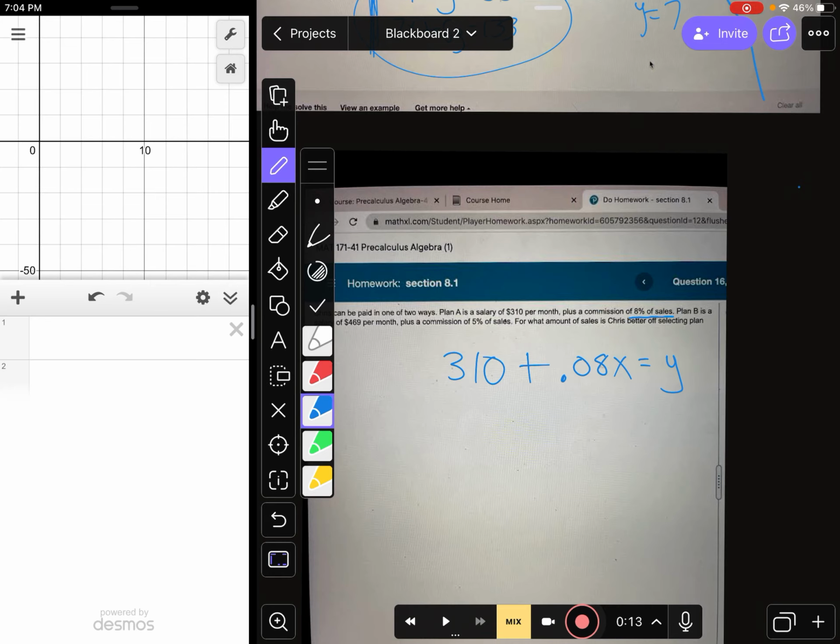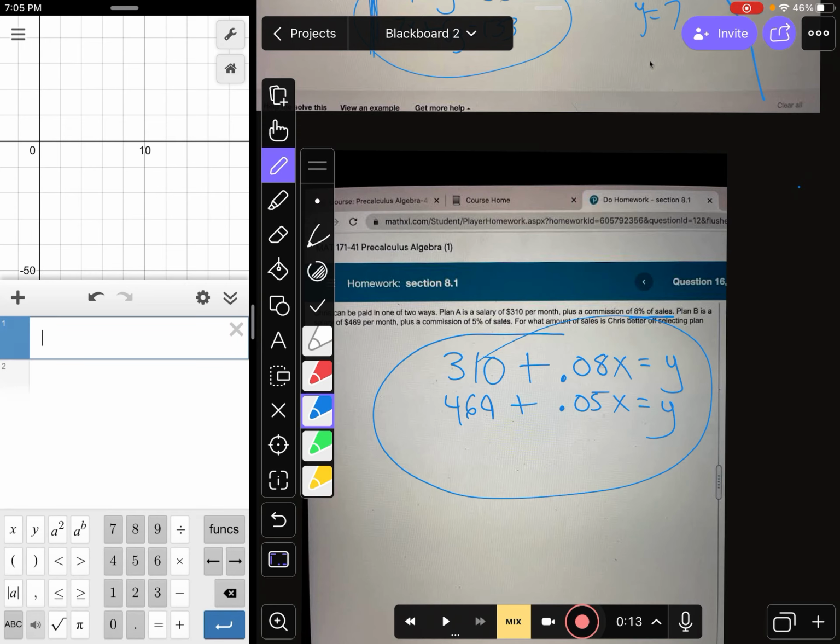For plan B, he gets $469 per month, no matter how much he sells, plus 5% of his sales, which is 0.05x, because I don't know how much he sells, and that's going to be his total income. So there we go. There's your system. We can use that to solve the equation. Now this one, it's much easier to see it on a graph because I'm going to show you how to interpret the graph to kind of see which one's better for Chris.